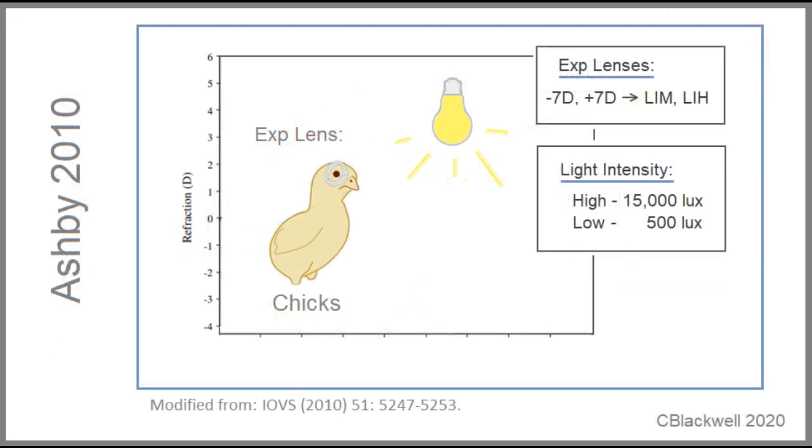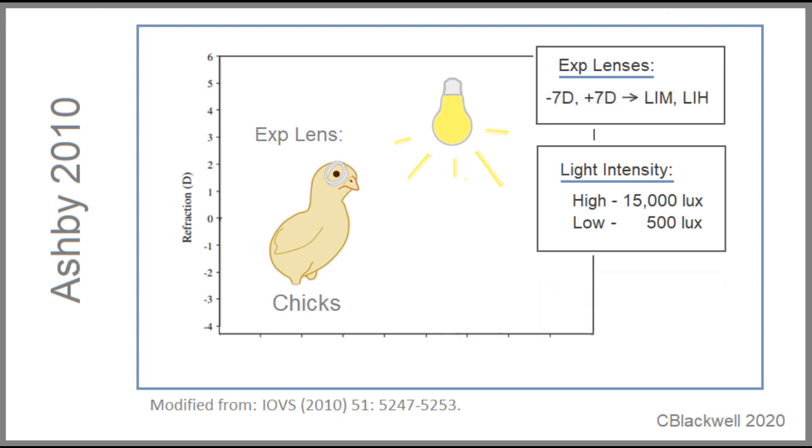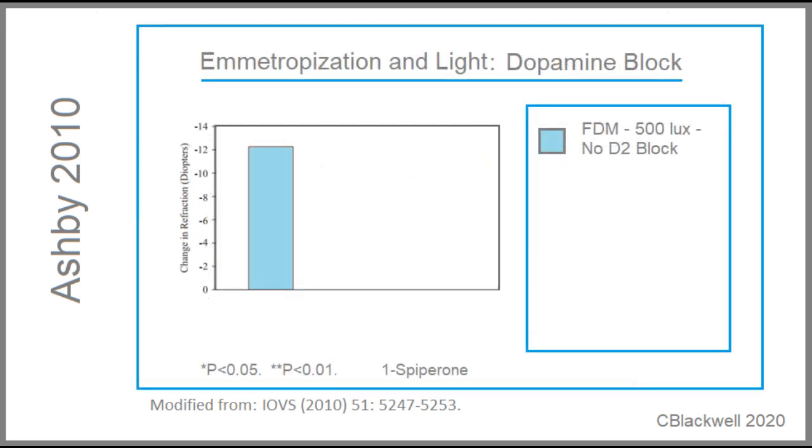Returning to the Ashby experiment, Part 1 tested light and lens-induced refractive errors. Part 2 is a different experiment looking at the role of dopamine. Diffuser lenses were used to induce form deprivation myopia. Then they compared the effect of light intensity with and without an intraocular dopamine blocker. The first two sets of chicks compared the effect of dim versus bright light on development of form deprivation myopia. In room light, the light blue bar, chicks developed about 12 diopters of myopia. Bright light, the gold bar, cut the degree of induced myopia about in half.